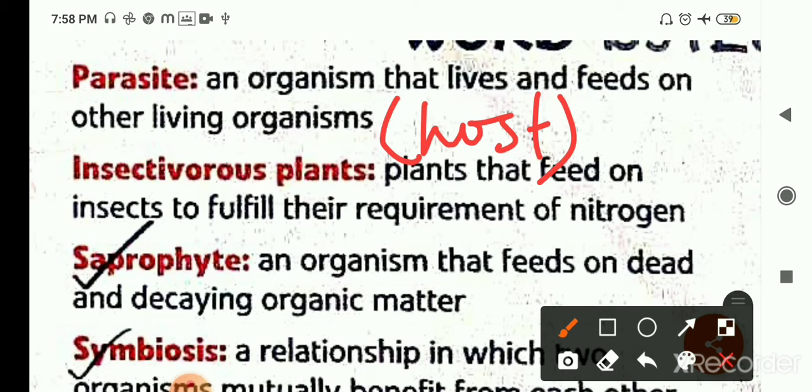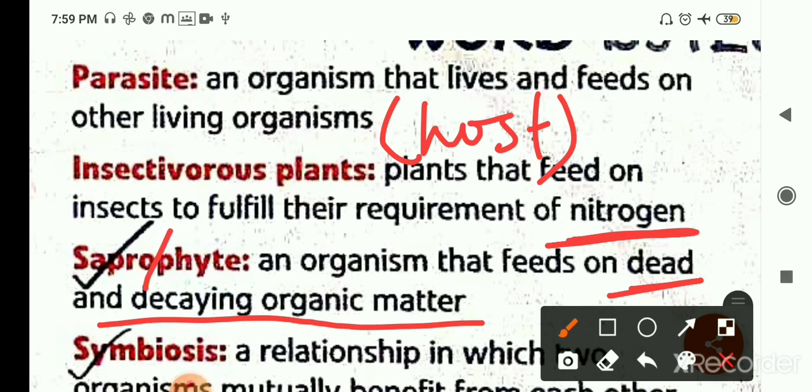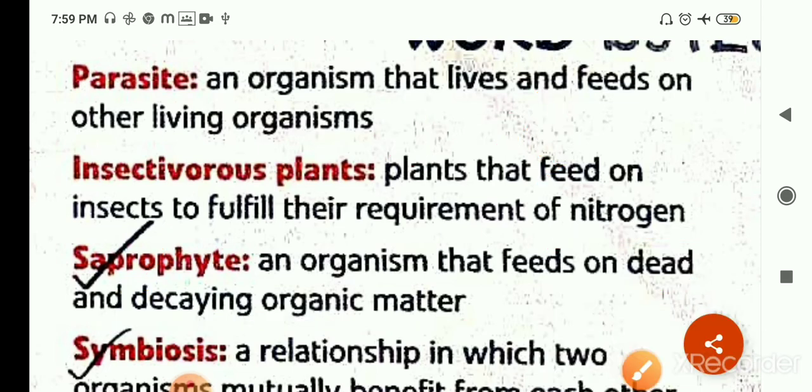Okay, now insectivorous plants. Plants that feed on insects to fulfill their requirement of nitrogen are called insectivorous plants. Now next definition is saprophytes: an organism that feeds on dead and decaying organic matter. Sapro means dead and decaying and phyte means to feed. The organism that feeds on dead and decaying matter is called a saprophyte.